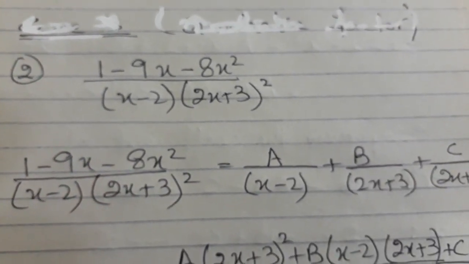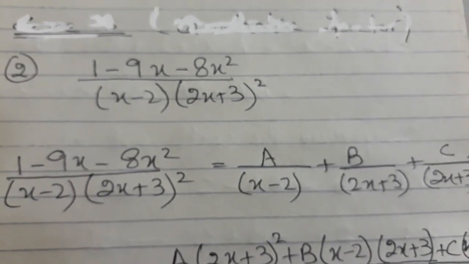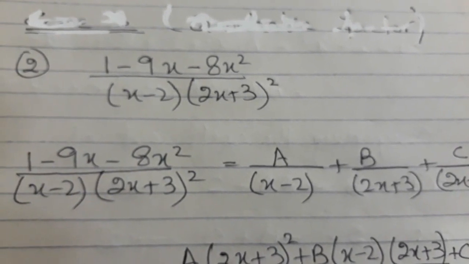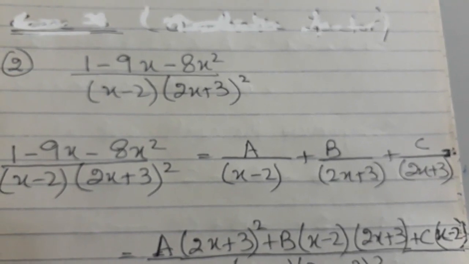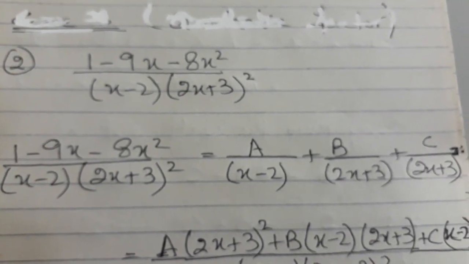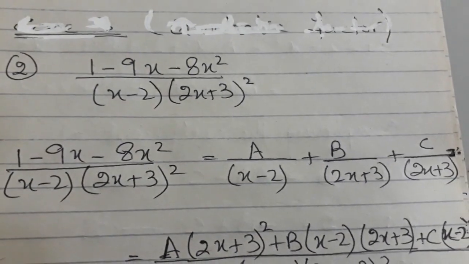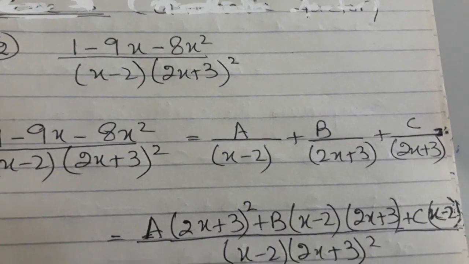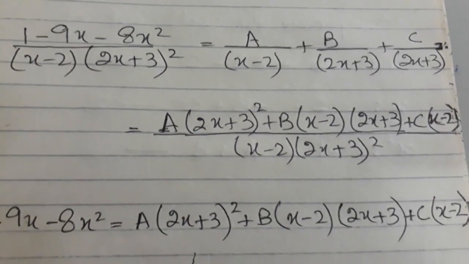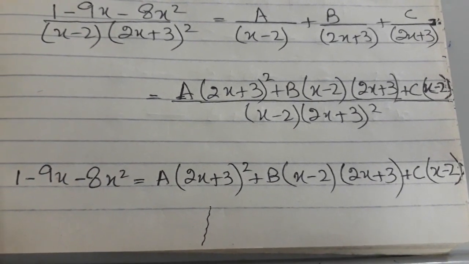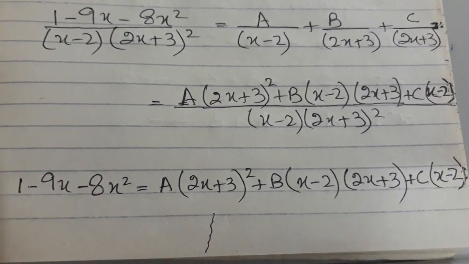We have just seen in the linear case, on top of a linear factor we write a single letter a, and in the repeated case we keep increasing the power in the denominator, but on top we write a single letter. So I am writing b and c on top of 2x plus 3 and (2x plus 3) power 2. After that I will take LCM, and when I take LCM I will get this form. Now it's up to you, either you solve by the comparing coefficients method or by the substitution method.